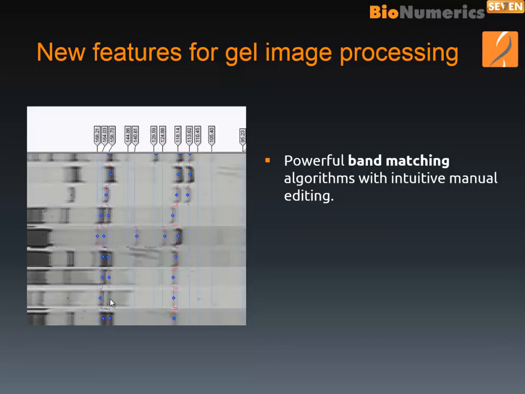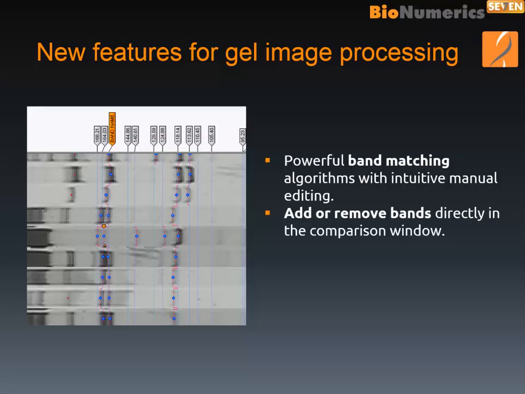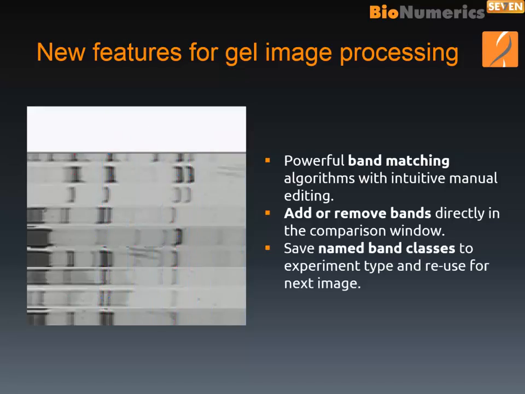In BioNumerics 7, gel image processing and band editing has vastly improved. Fast band matching algorithms allow you to compare a new pattern to thousands of profiles in less than a second. Automatically assigned bands can easily be edited manually directly in the comparison window, and named band classes can be saved in the experiment type to be reused for processing of the next image.